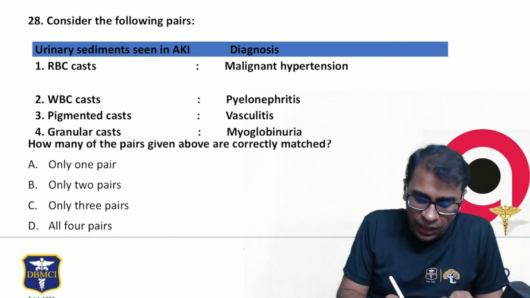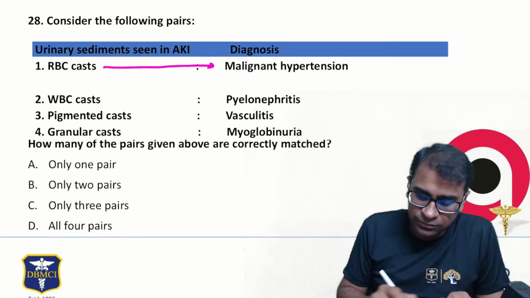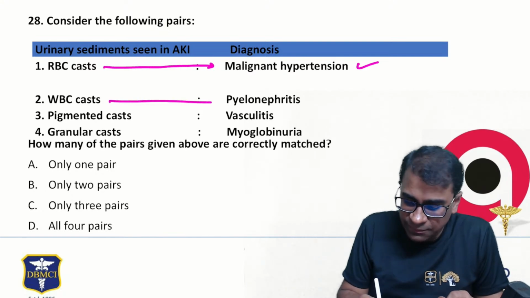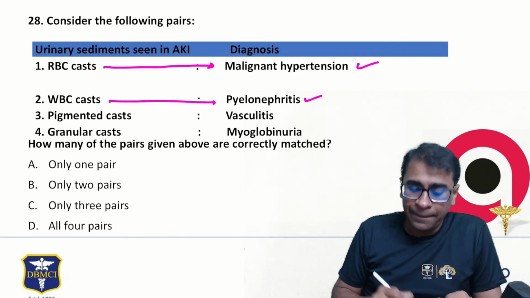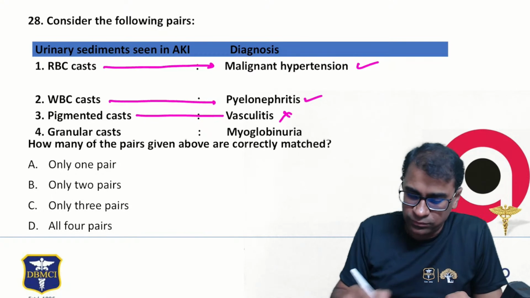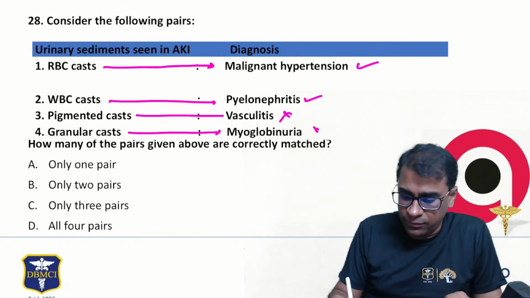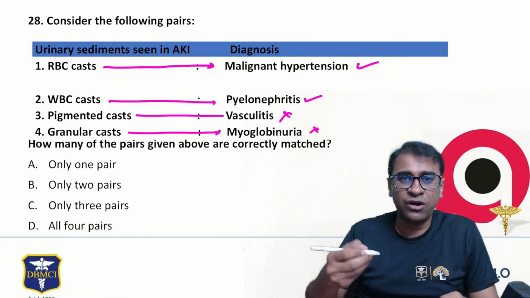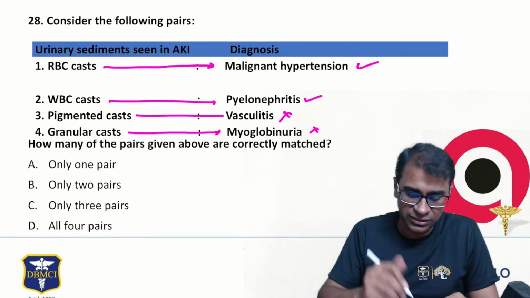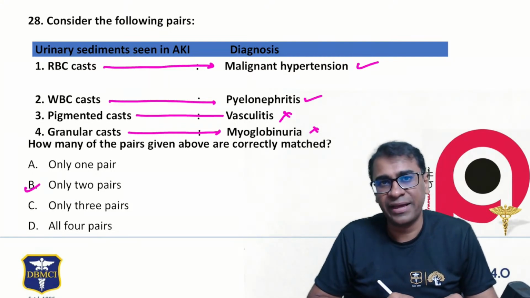Look, RBC casts are seen in malignant hypertension. Yes, that's true. WBC casts in malignant hepatitis. Yes. Pigmented casts in vasculitis. No. And glandular casts in myoglobinuria. No. So, which of them are correctly matched? Two of them are correctly matched. The answer is that only two pairs are correctly matched.